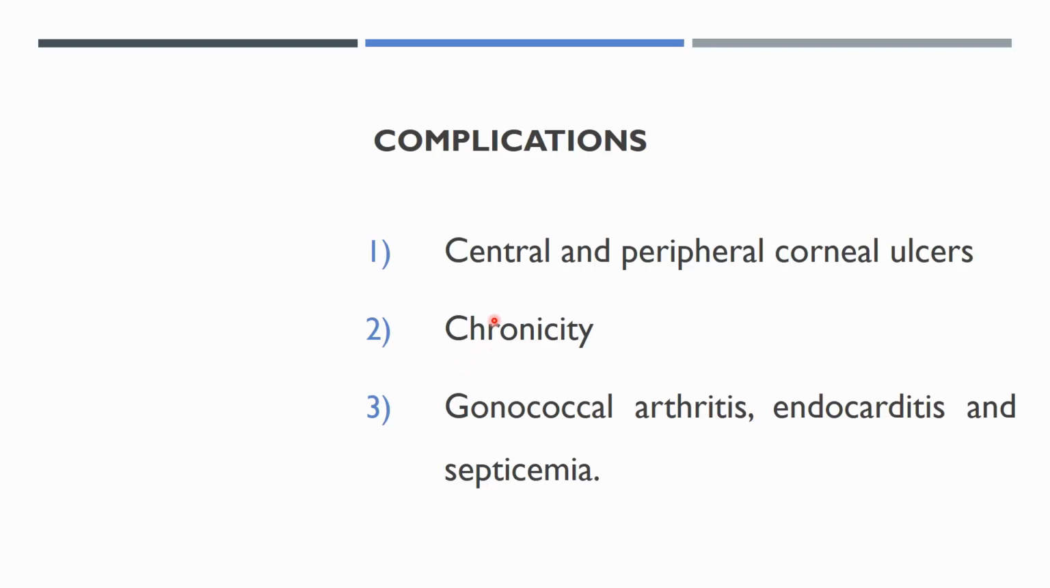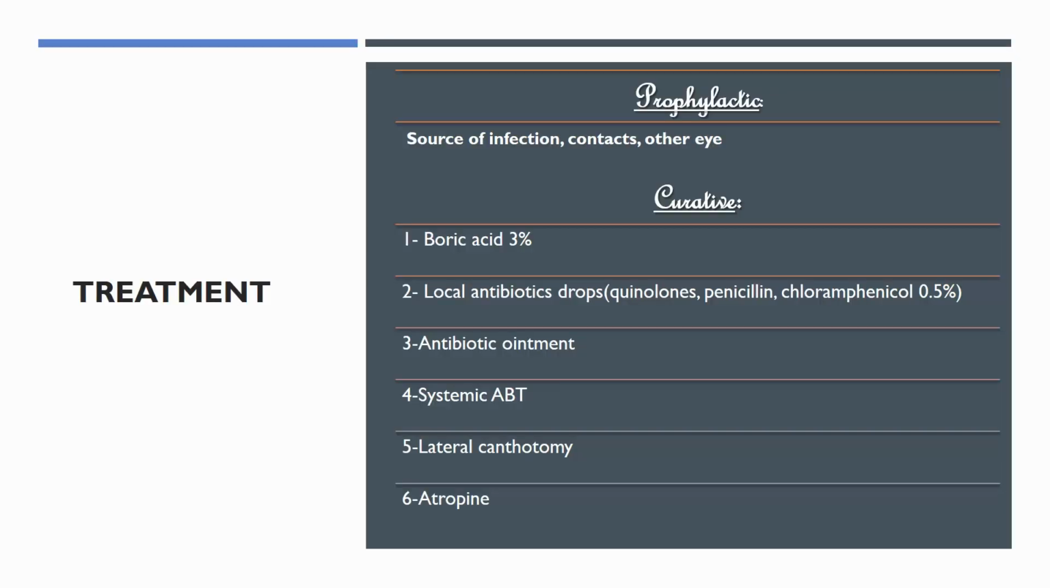It can infect the cornea and cause central and peripheral corneal ulcers, which are very serious. It can also go to the chronicity stage, and if it spreads systemically, it will cause gonococcal arthritis, endocarditis, and septicemia.